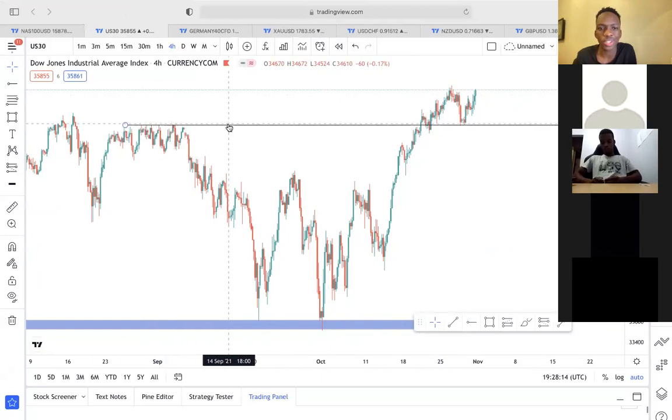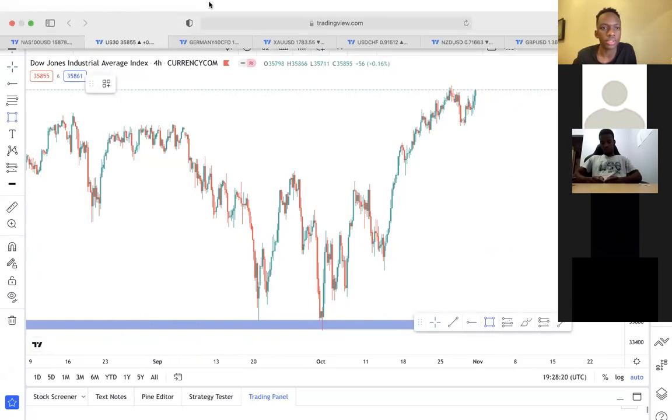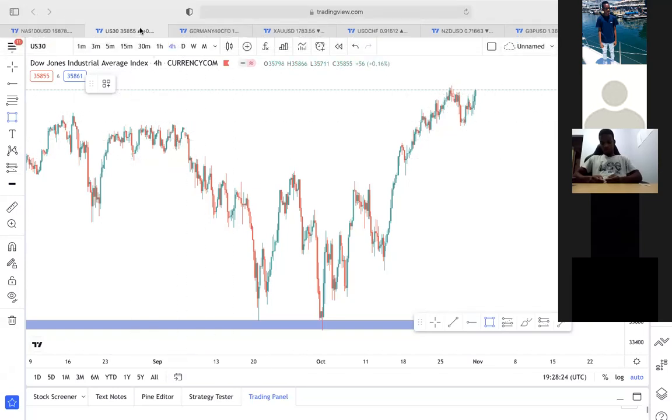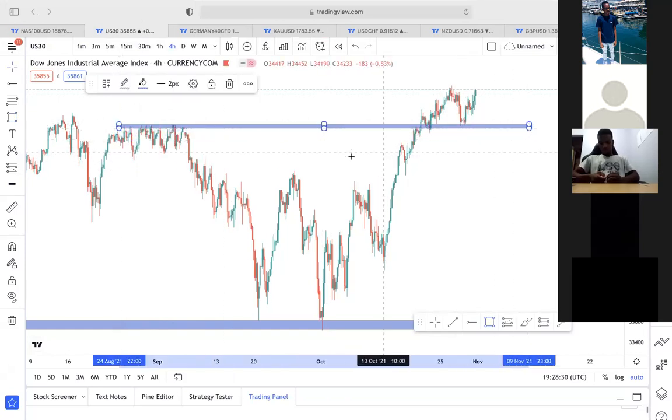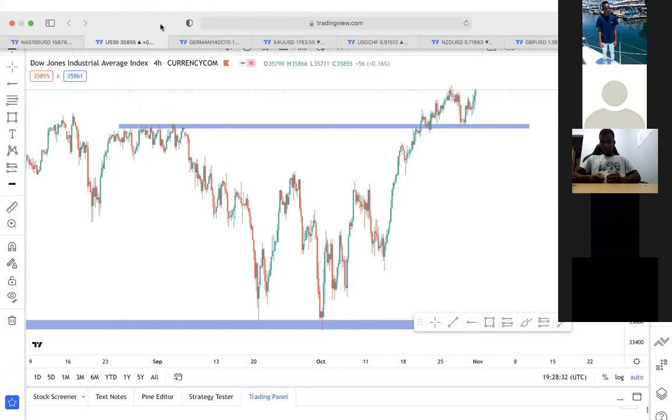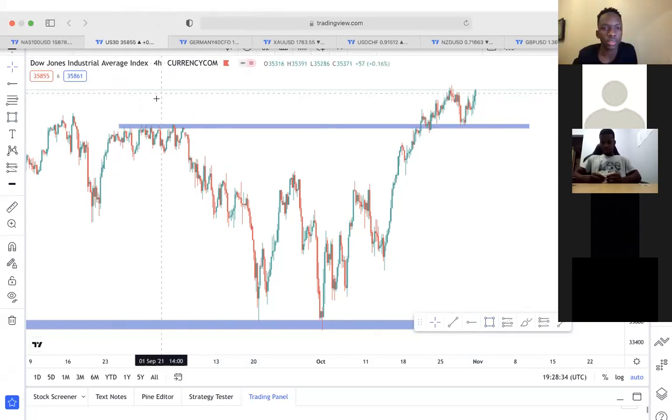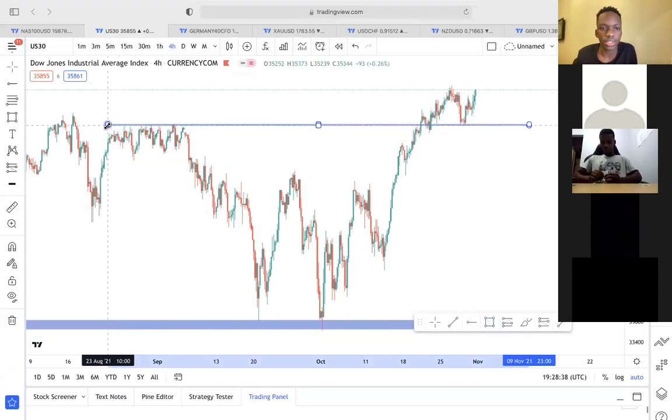This zone here was broken. Let me just use a rectangle because it's pretty touchy. The Zoom network is messing around.